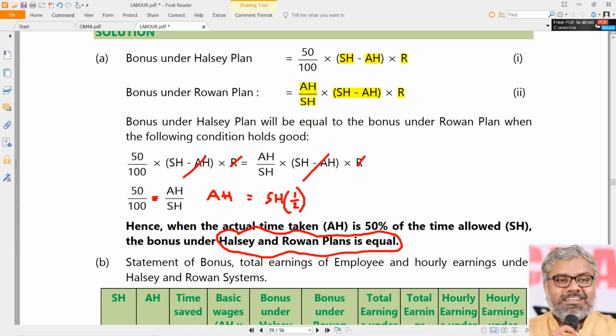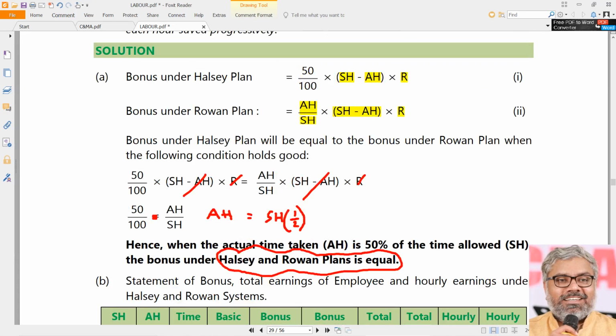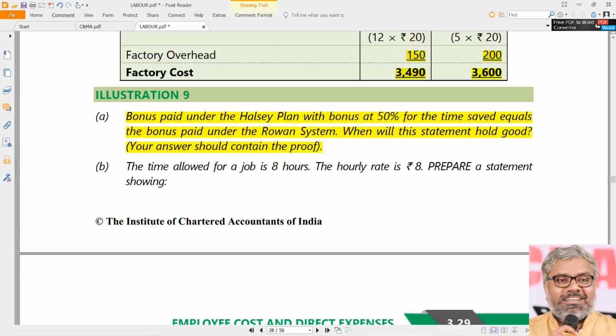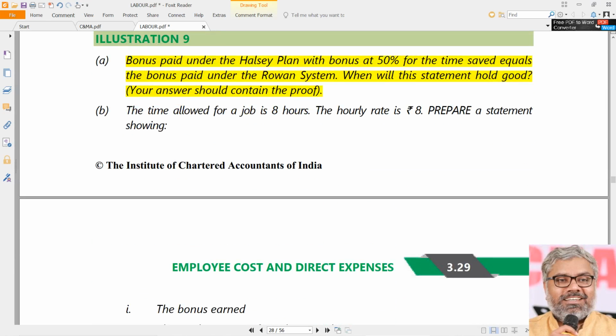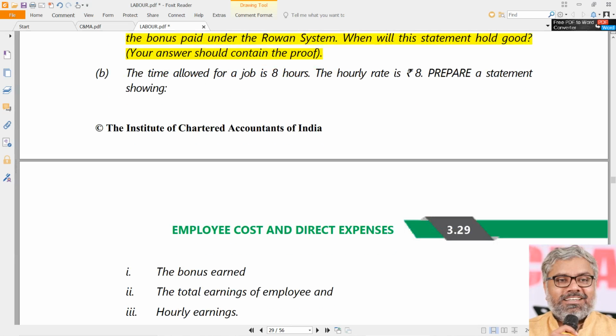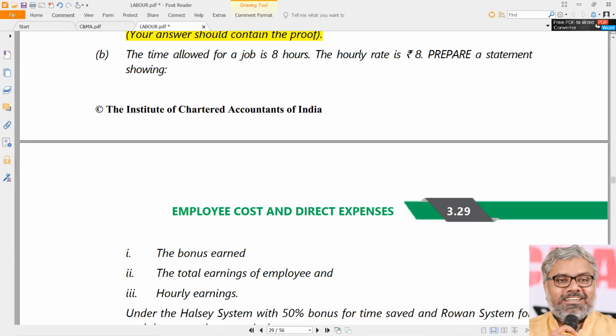R is rate per hour, that is okay. So with that, finally the conclusion is, when the number of hours actually taken by the worker is half that of the time allowed to him, the Rowan plan bonus and Halsey plan bonus will be the same. That's it. That is one practice question. Another question is also similar.